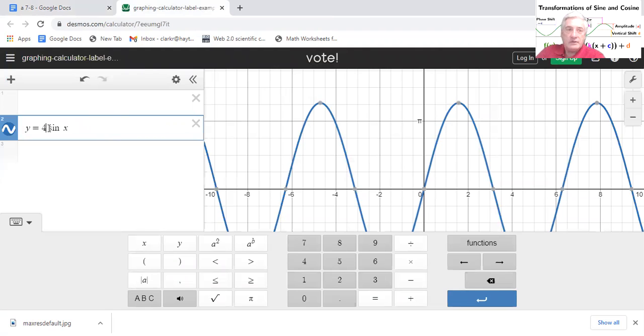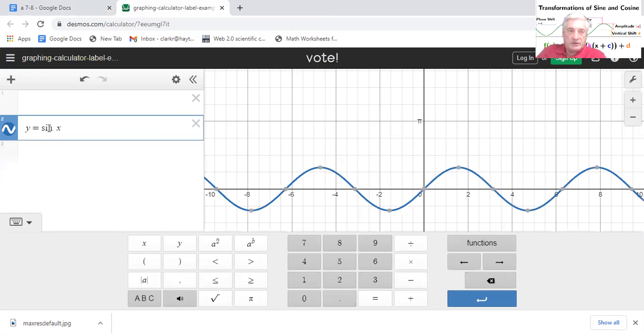Y equals sine x. Looks like that one. And once again, at 0, it's 0. At 2 pi, which is about 6.2, it is 0. At -2 pi, which is about -6.2, it's 0. Then it's 1, -1, 1, -1. We're looking at two periods. A period is peak to peak or valley to valley.